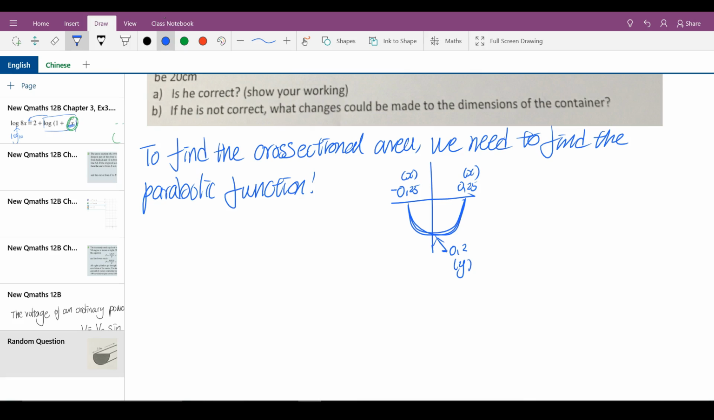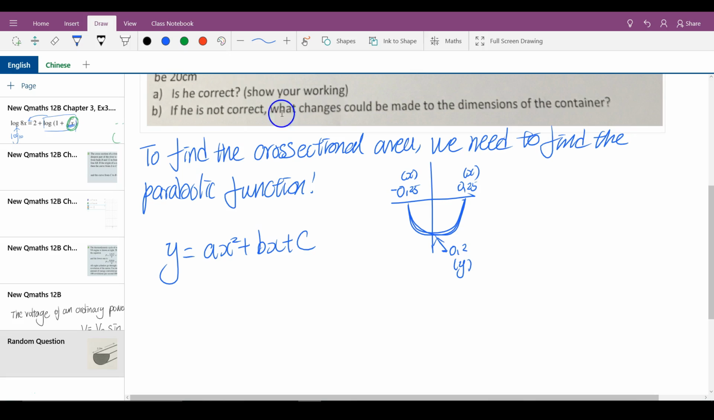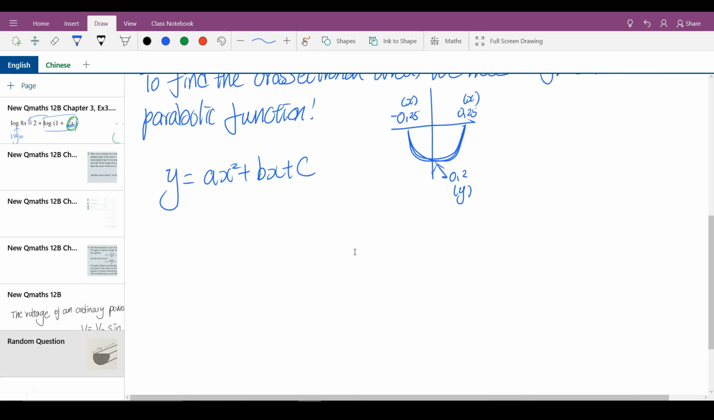Right, so we know the parabola function is in the format of y equals ax squared plus bx plus c, correct? And we've got three variables, right? A, B, and C. But don't worry, we've got three pieces of information: 1, 2, 3. We should be able to find out everything.